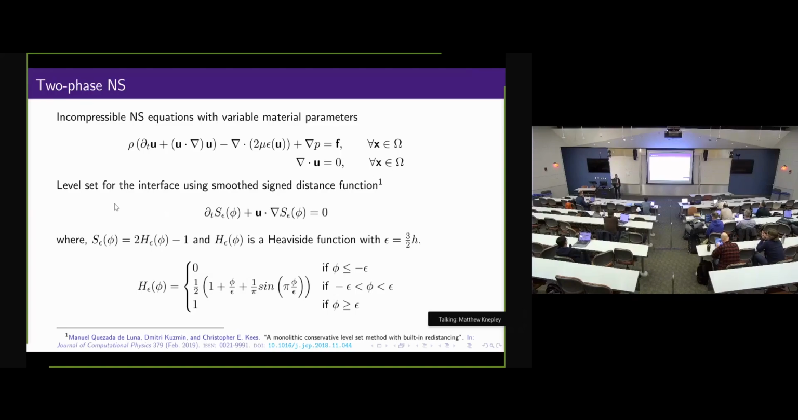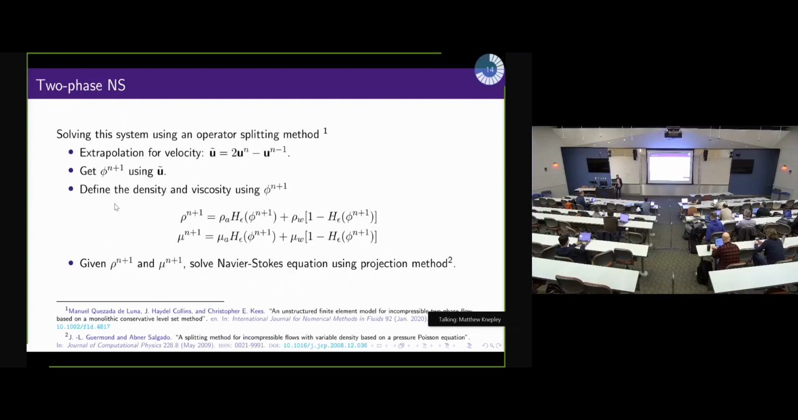to explain it. So we have the incompressible Navier-Stokes equation with variable material parameters. So density and viscosity vary because you have two different phases. And you solve the level set equation for the interface using the smooth signed distance function, which is just 2 times this regularized Heaviside function minus 1, just to get the symmetry around the interface.